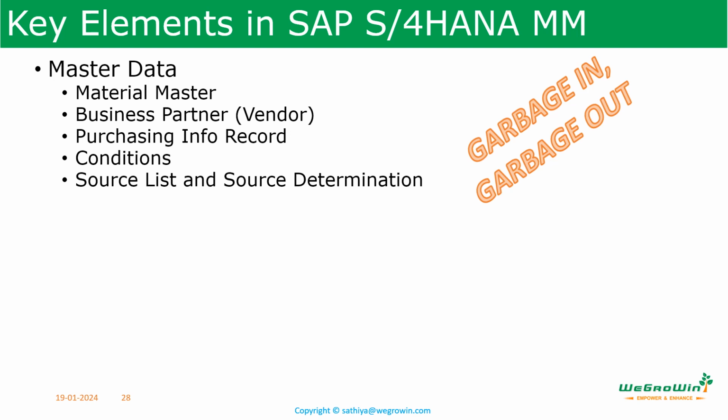So, the material master. And then the business partner, that is the vendor. In the business partner, we'll be discussing the vendor for the MM part. Then the purchasing info record, that is the relationship between the material and the vendor. And then conditions: what are the conditions on which we are going to buy? It is related to commercial conditions, then how the dispatch has to happen, those kinds of things. And then the source: where are we going to get it from? Those things are covered under master data.